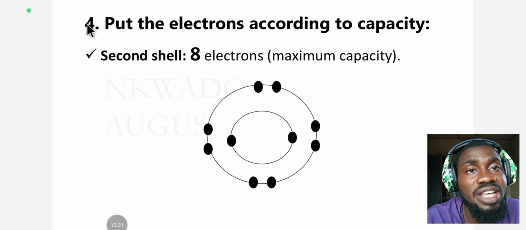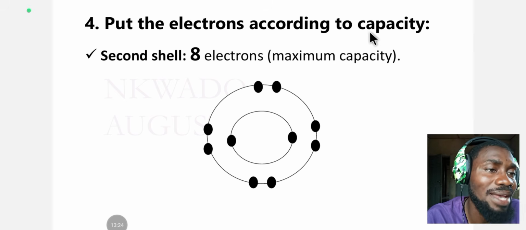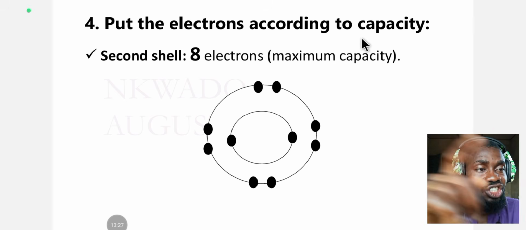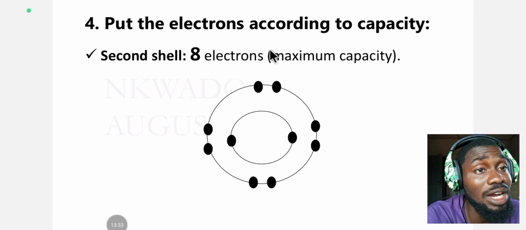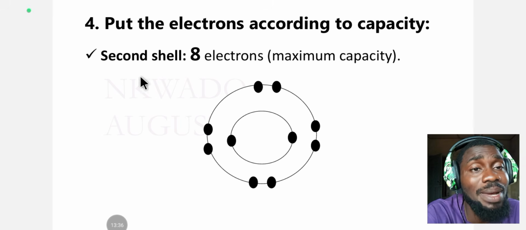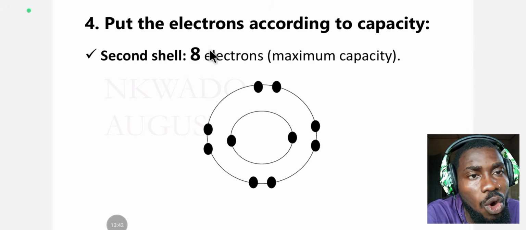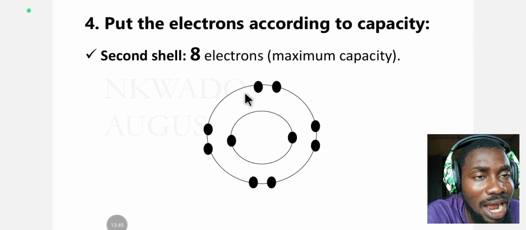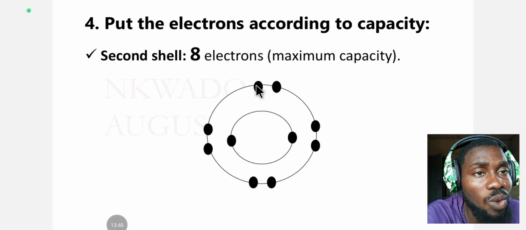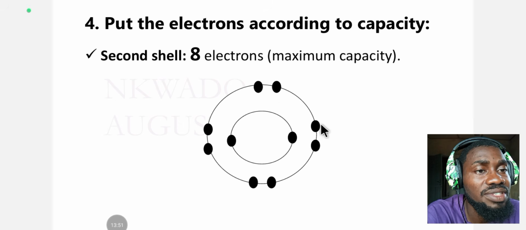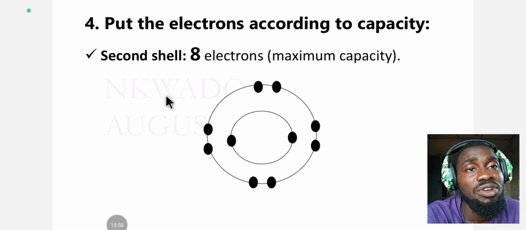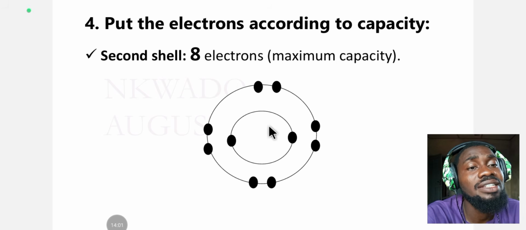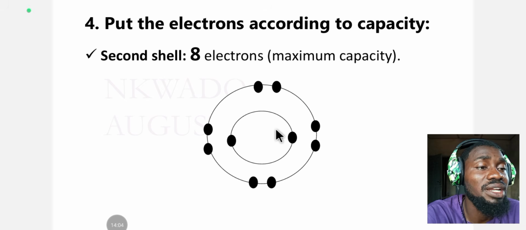The first step says put the electrons according to the capacity. That's how you are going to continue drawing the shells and putting the electrons according to the maximum electron capacity. So what is the maximum electron capacity of the second shell? It is 8. So how many electrons did we put in the second shell? 1, 2, 3, 4, 5, 6, 7, 8. So that's correct. We drew the second shell and inserted the maximum electron capacity, which is 8.